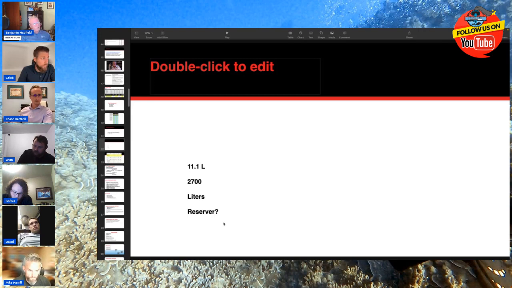How many liters in reserve? We're still assuming 500 pounds for a reserve, right? You can certainly go to 500 pounds, or you could do rule of thirds. Yeah, so thirds is going to be like 681. Okay. You guys see how you got there?